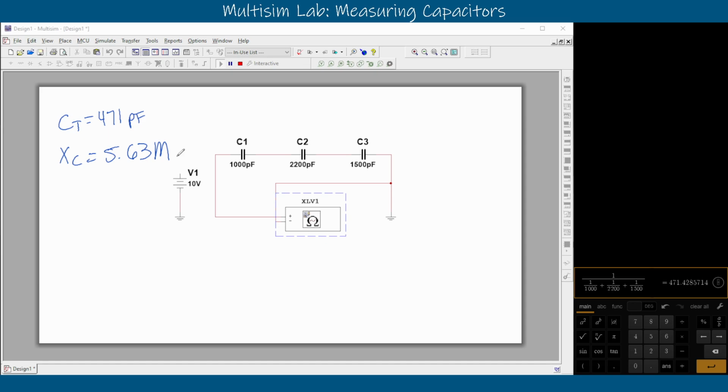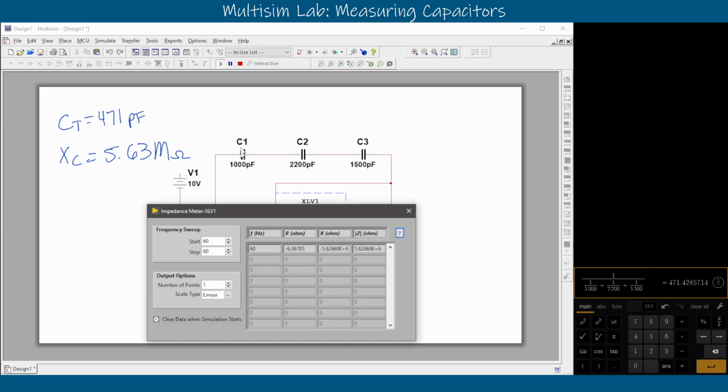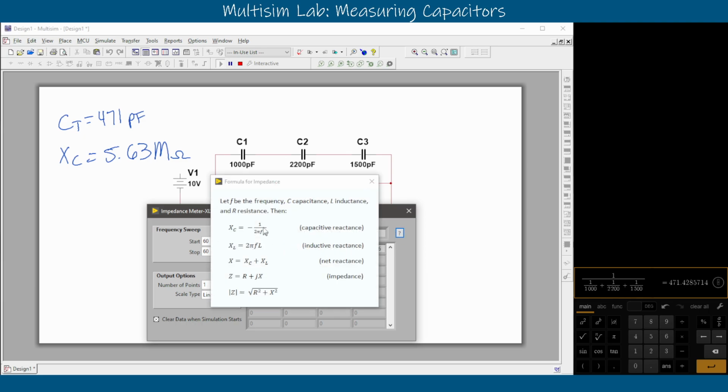XC equals 5.63 mega ohms. All right, that's really big, but that's just because we have a really small frequency, right? 60 hertz going through these capacitors. That means these capacitors can be a little bit larger. And so we can use that to determine if our total capacitance is matching. And there's a question mark here that gives us those equations that we need. So we click on that, we see it's 1 over 2 pi fC. And so we're going to use that 1 over 2 pi fC is equal to our XC value, and we're going to calculate out C.